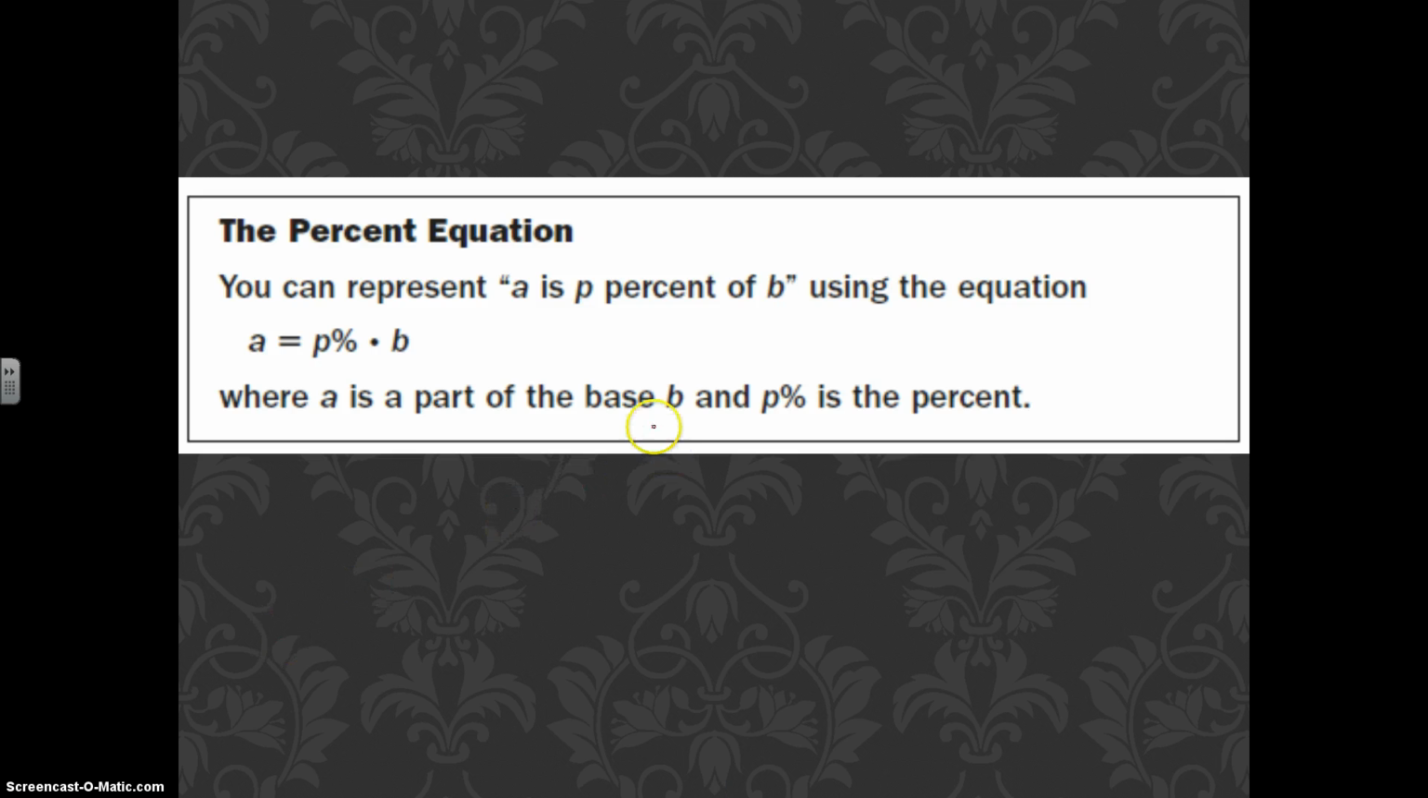Now the only thing that's different is that we did learn about the percent proportion. You can use either one, whichever one you like better. I do want to show you how to use the percent equation though. The only thing different about this is that you have to change your P percent into a decimal, okay? So you have to change it into a decimal in order to multiply by the base.